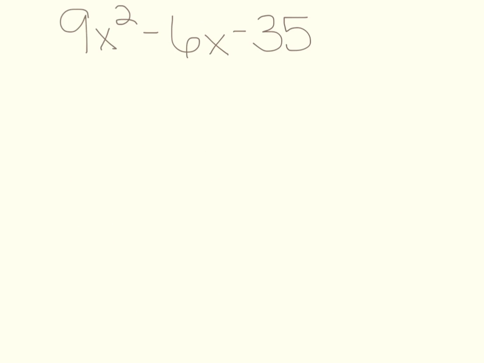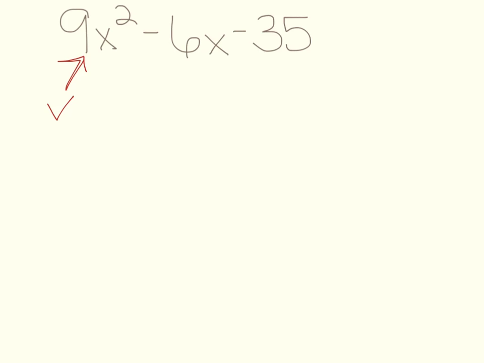Next, we're going to look at an example of how we get to all 3 steps. So for this example, we have 9x squared minus 6x minus 35. You first want to find the greatest common factor for all of these, which in this case would be 1. So we're not really going to worry about factoring anything out because they don't have much in common.